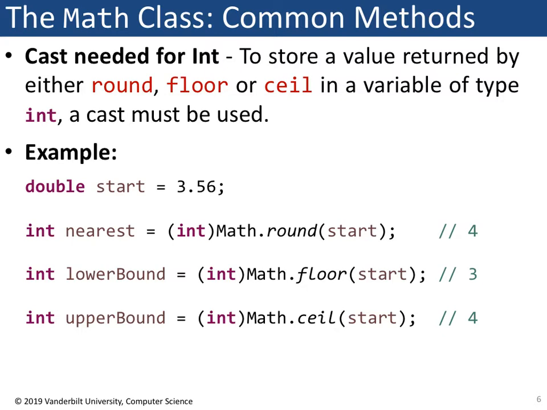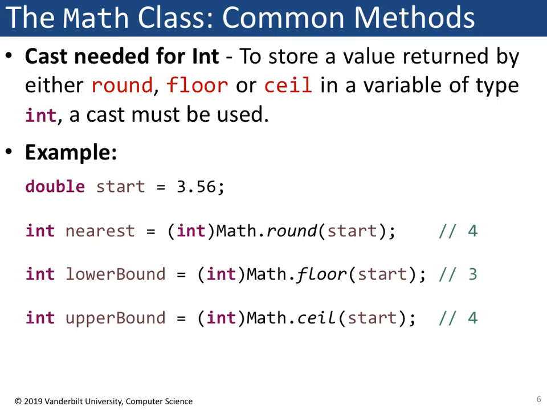Then we will create a variable called lower bound, which is also of type integer. We will apply the floor function, and we will typecast it to an integer as well. Remember, the floor function is going to round down always, no matter what the decimal component is. So passing the double 3.56 to the floor method, it will return the double 3.0. The double 3.0 is then typecast to an integer, which truncates the decimal, so the integer 3 is stored in lower bound.